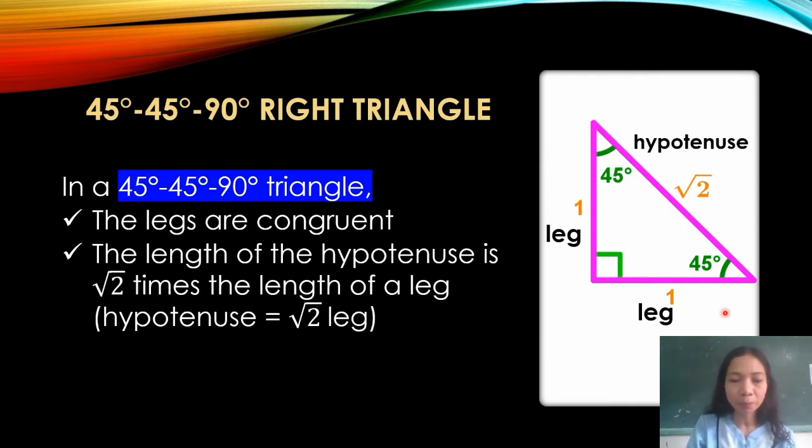Next, the length of the hypotenuse is the square root of 2 times the length of a leg. So this is the longest side of our right triangle, the hypotenuse. So whatever the measure of the leg, we will multiply it by the square root of 2, and that is the measure of the hypotenuse.